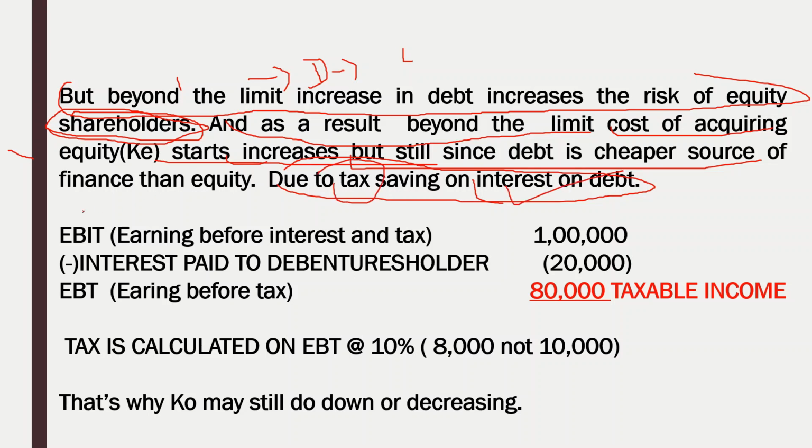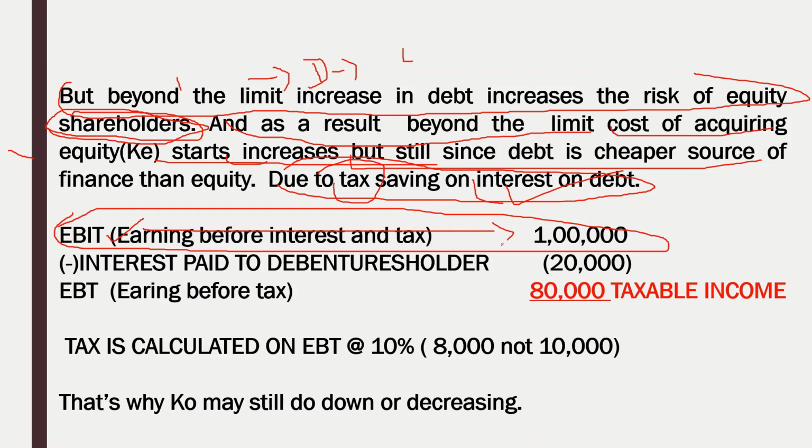As we can see here, suppose that a company earns EBIT of 1 lakh rupees. EBIT means operating income of the company. Its full form is earnings before interest and tax. That is 1 lakh rupees. Now, first of all, we have to deduct interest that is payable to debenture holders. Suppose interest payable to debenture holders is 20,000 rupees. So after deducting 20,000 rupees out of 1 lakh rupees, we are left with only 80,000 rupees. That is known as EBT. EBT means earnings before tax.